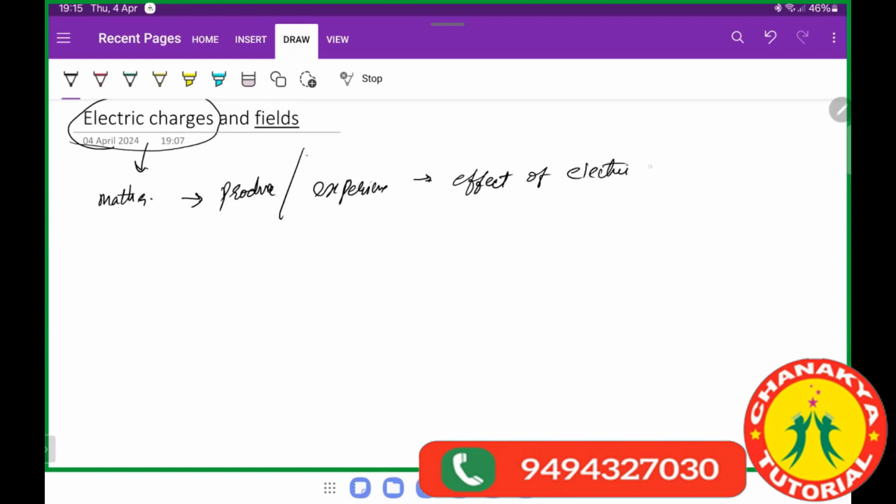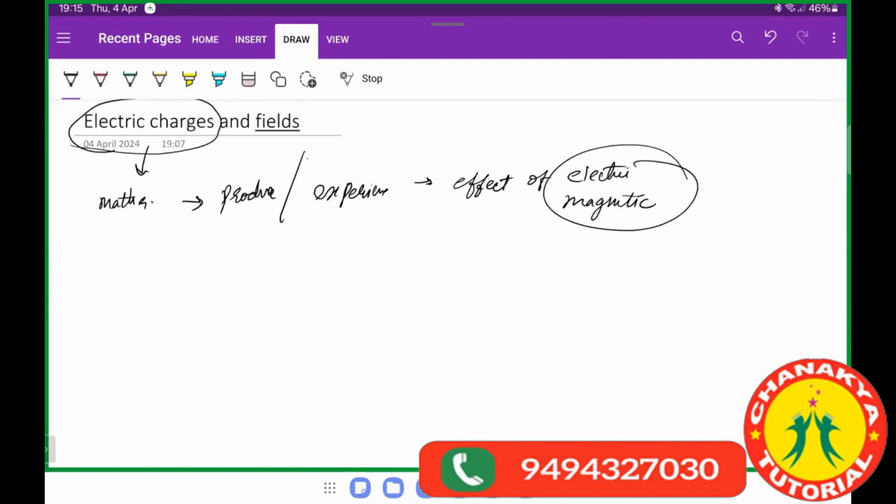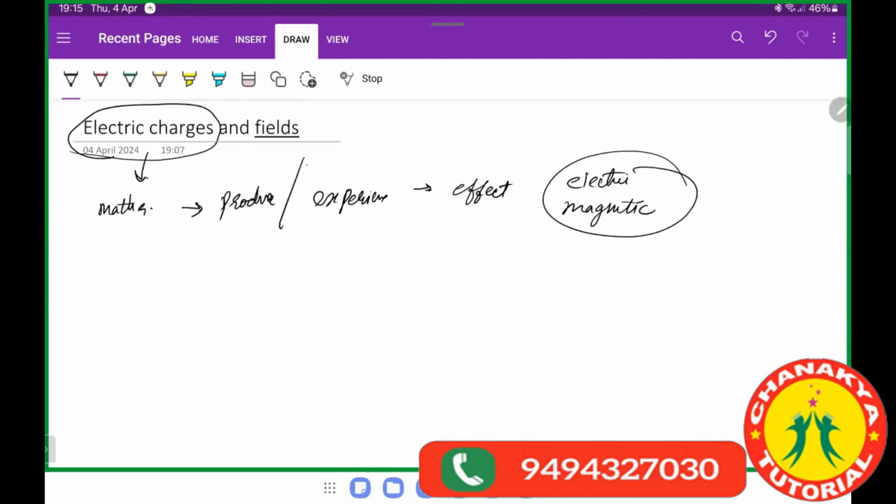electric or magnetic effect. So we can say it is just a property of matter which can produce or experience an electric or magnetic effect. Actually there is no exact definition for this one, so it's just an understanding. We can say it's like a manifestation of charge, like electricity. Exactly.